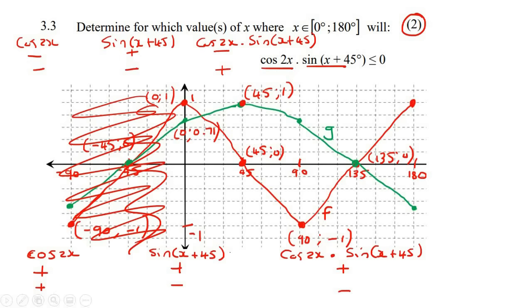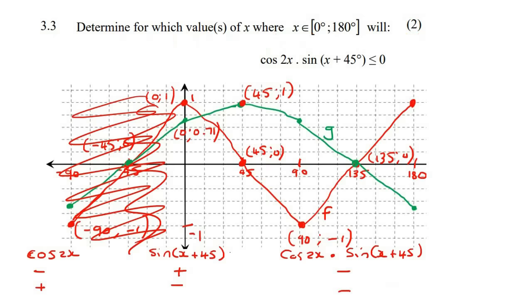Now they want to know, where is the product smaller than 0? That means negative. So we want this scenario, and we also want this scenario. So I'm going to scratch out all the others, and then I'm going to put this one down at the bottom here: where cos is negative and sin is positive, because that gave us a negative.